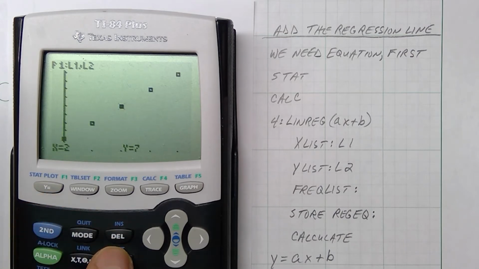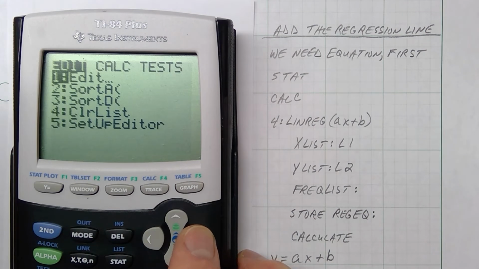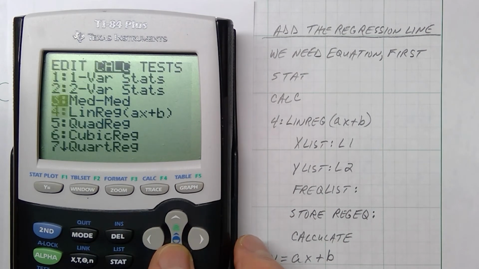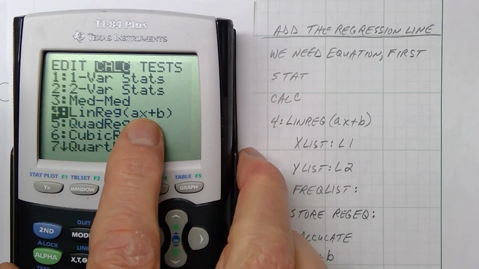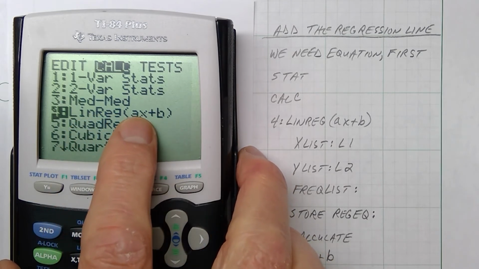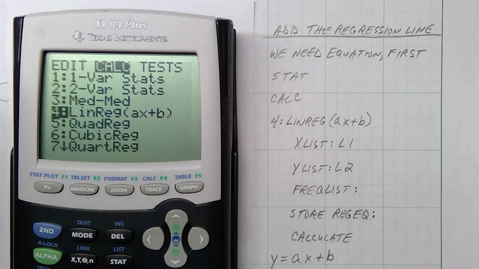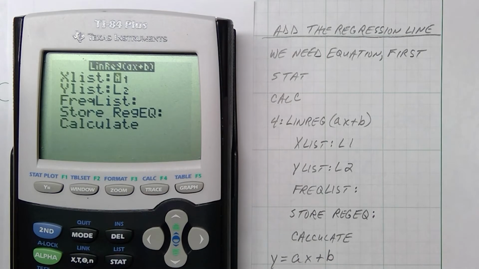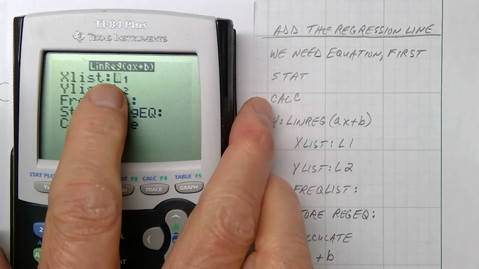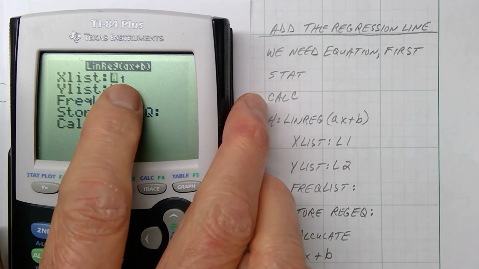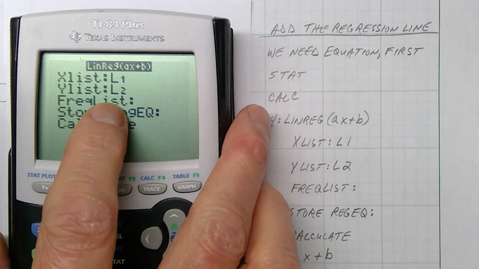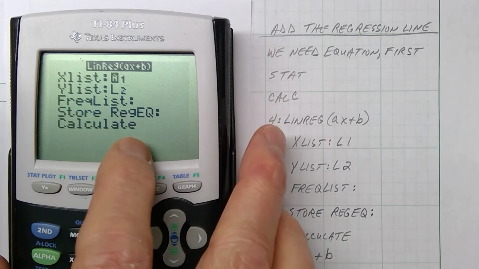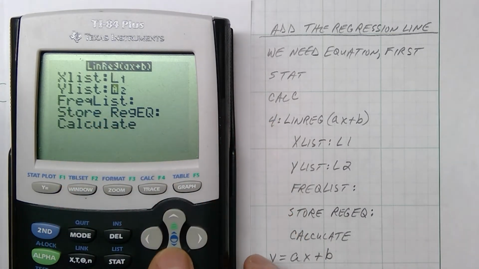So I'm going to hit stat. I'm going to go right over to calculate. I'm going to choose option 4. See where it says regression line, and it's going to give us our y equals mx plus b equation. They're using a for the m, but that's okay. All right, that's our mx plus b. Choose that. Now on the 84, they're going to ask you a bunch of questions. So they're asking me, did you put your x's in list 1? Yes. Did you put your y's in list 2? Yes. Don't mess with frequency list. Don't mess with store reg. And then just get down here to calculate.